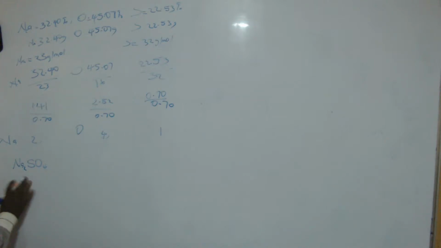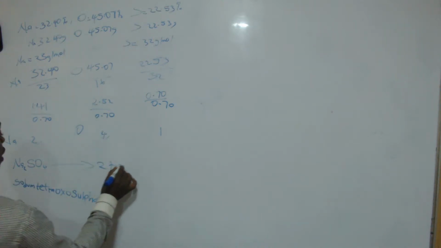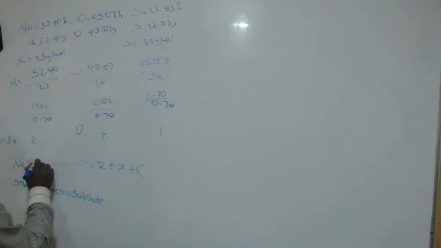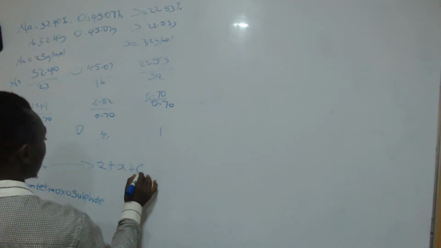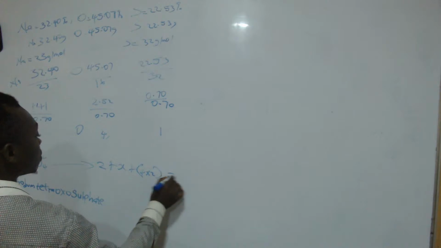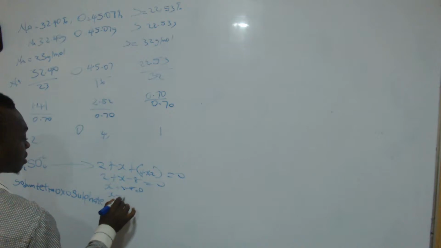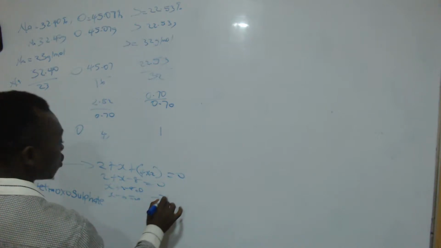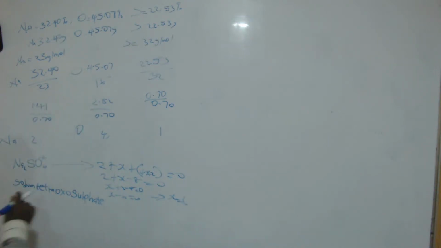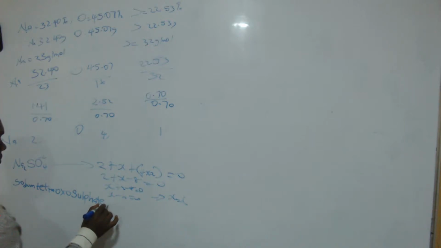Now, to name this compound, this is sodium tetraoxosulfate. The root is X plus 4 times the oxygen, which has a charge of minus 2. So you have 2 plus X plus 4 times minus 2, all equal to 0. So 2 plus X minus 8 gives you X minus 6 equal to 0. So this implies that X is equal to 6. So this is sodium tetraoxosulfate(VI). That's how you actually get it.